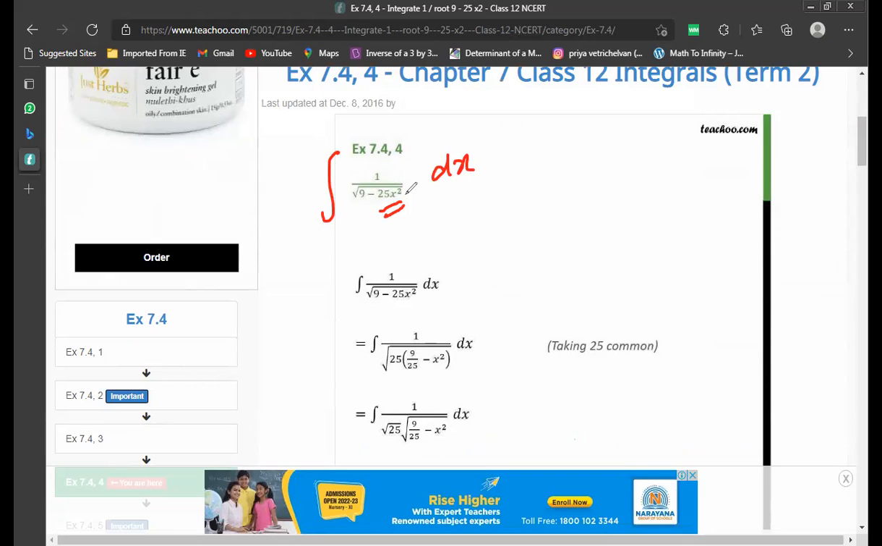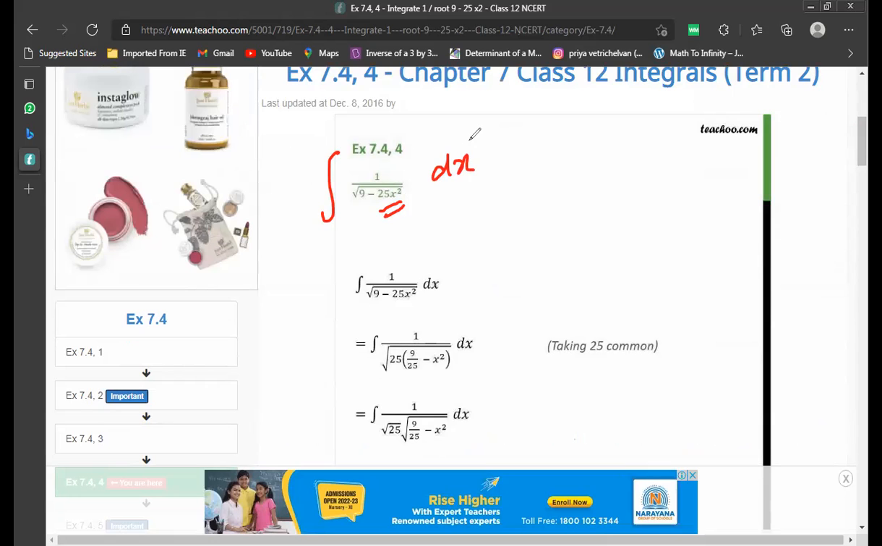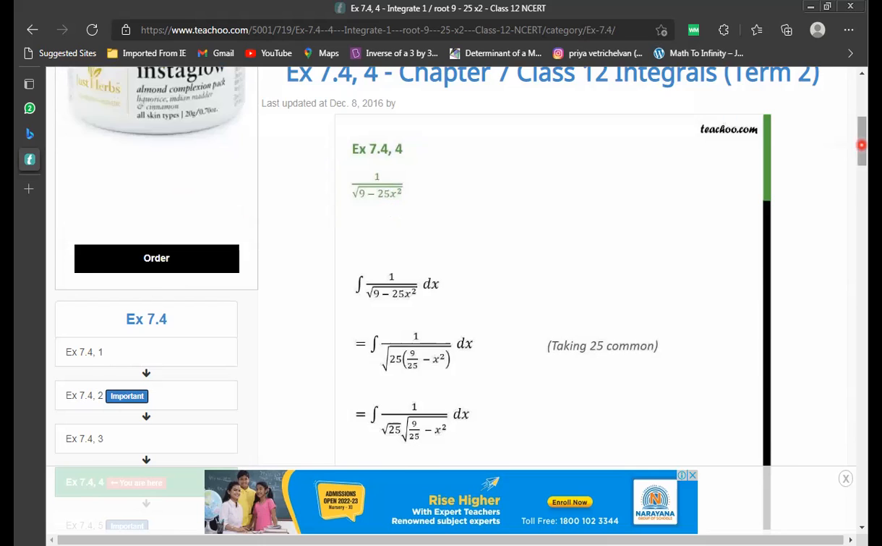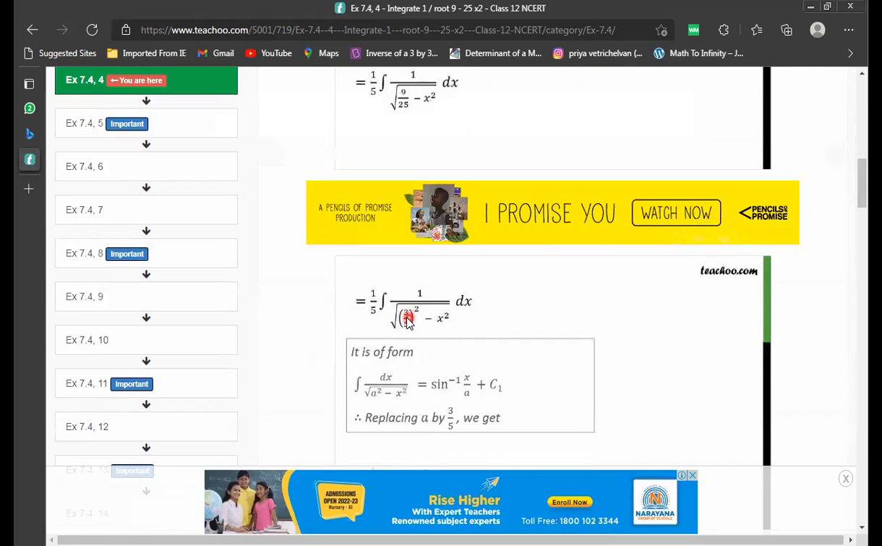So how can you rewrite this 9 upon 25 in the form of a square? 9 is the square of 3 and 25 is the square of 5, isn't it? So you can write 9 by 25 as 3 by 5 the whole square. Now if you look at the structure, the denominator contains a constant square and then a variable square, a square minus x square. If it is of this form, you have to write your answer as sine inverse of x by a.